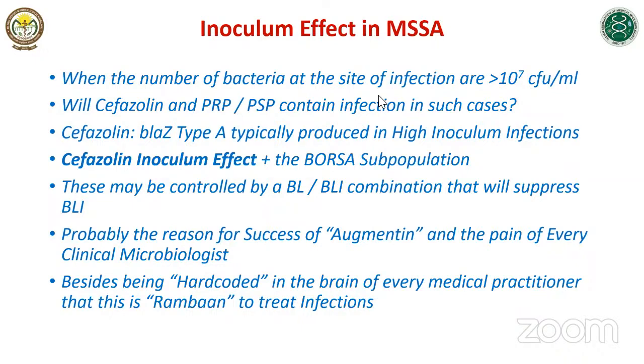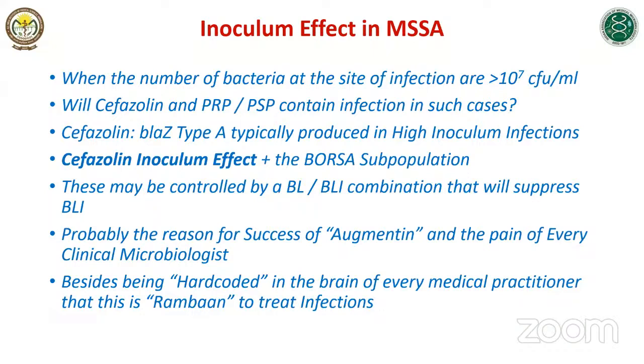When the number of bacteria at the site of infection is more than 10^7 CFU per ml, in that case, the hyperproduction of beta-lactamase destabilizes the penicillinase-stable penicillins and even cefazolin. And with cefazolin, in such cases, there is increased beta-lactamase production also. So these kinds of infections, you can say, have BORSA subpopulations also present. And these high inoculum MSSA infections can be controlled by combinations.